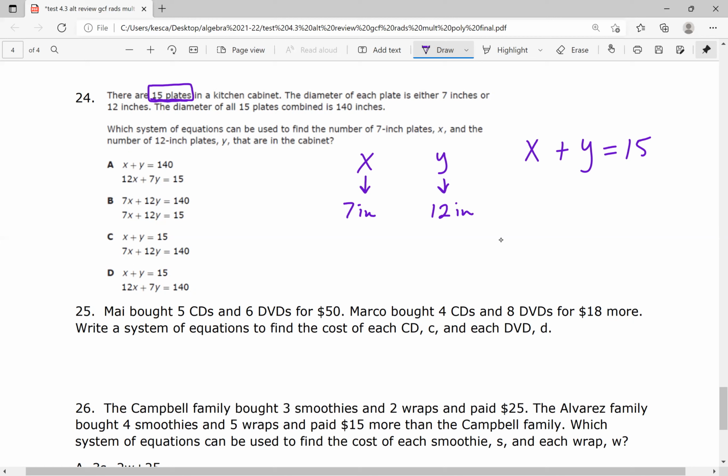So we could get rid of B, right? Okay, and that's about the only one so far. Oh, look at the A. X plus Y equals 140. We can get rid of that. So now let's look at the last part.